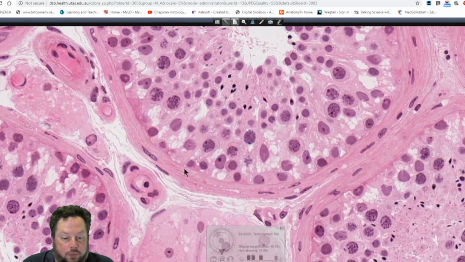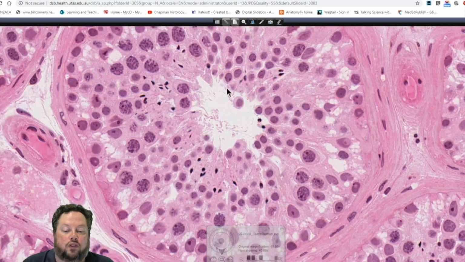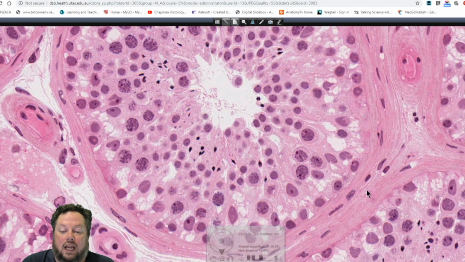All right, so we can see the thick wall of the seminiferous tubule. We can see the myoid cells. These are the nuclei of the myoid cells, so these are the contractile cells. When the sperm are first released into the lumen, they're unable to swim on their own, so there's a fluid which is secreted by the nurse cells, called testicular fluid, and so the immotile sperm are in the testicular fluid, and it's the contraction of the myoid cells that helps to move them through those duct systems.